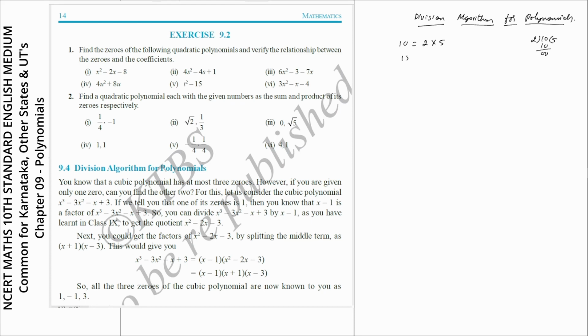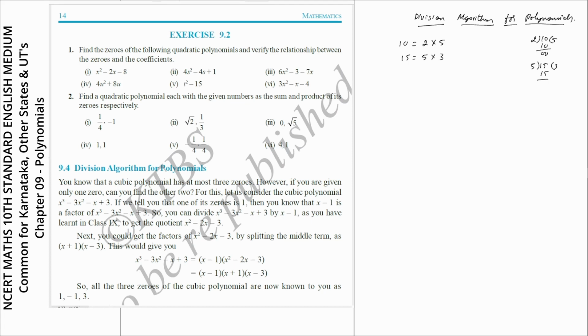Similarly 15. So now 5 is one of the factors of 15. What is the other factor of 15? So it's very simple. 15, if I divide by 5, 5 3s are 15. Okay, therefore the other factor of 15 is 3. So if one factor is known, the other factor also we can find by division method.